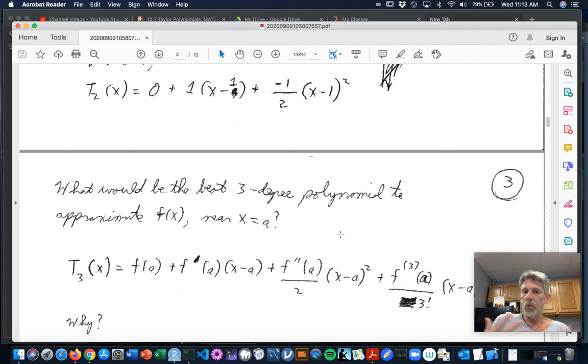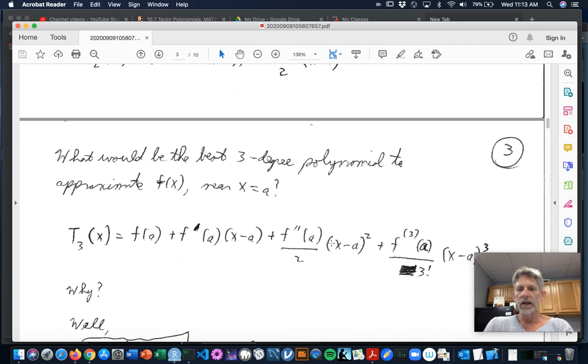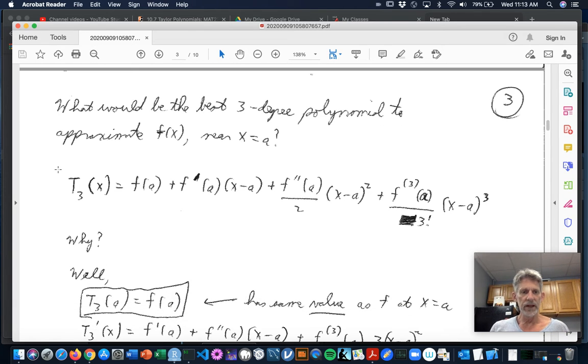Okay, what would be the best 3-degree polynomial to approximate f of x near x equal a? I think you might be able to figure out where I'm going with this. I'm going to set up a 3-degree polynomial which has the same value at a, the same slope at a, the same second derivative at a, and the same third derivative at a that f does. And my suggestion is this.